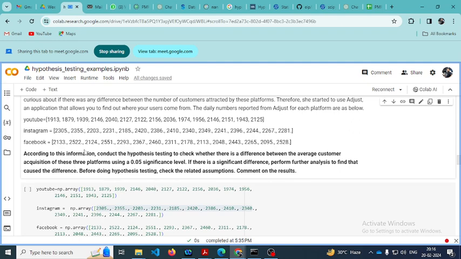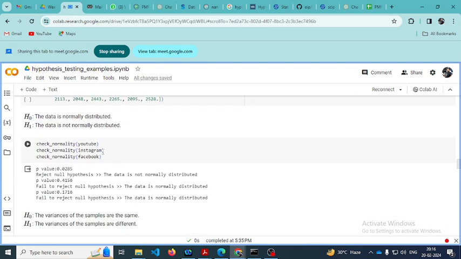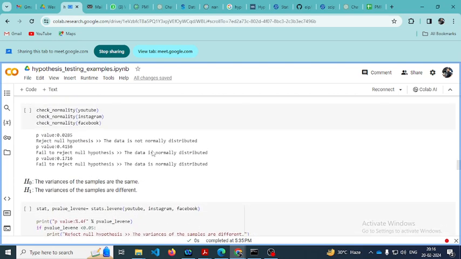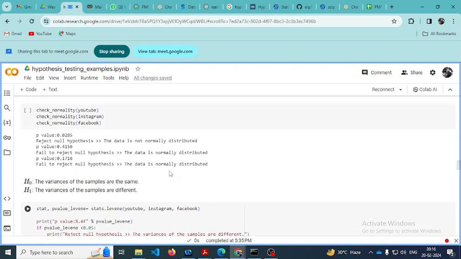Okay, that is my hypothesis. Then we are going to have some assumptions based on these assumptions on data. Initially I got some different normally distributed data for one platform, and for variance also I'm getting some different things. Whenever the normality and variances are not satisfied, then you can select the proper test.